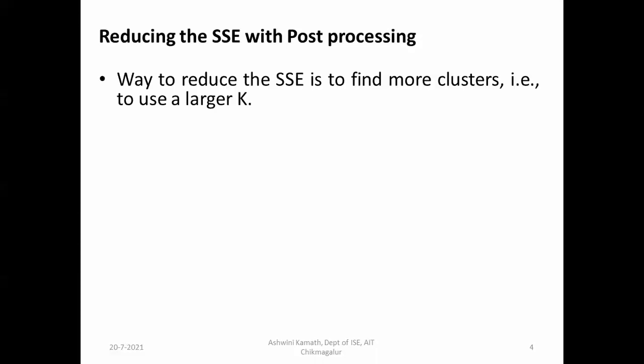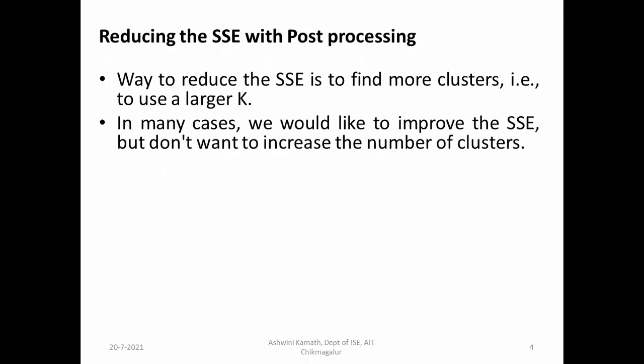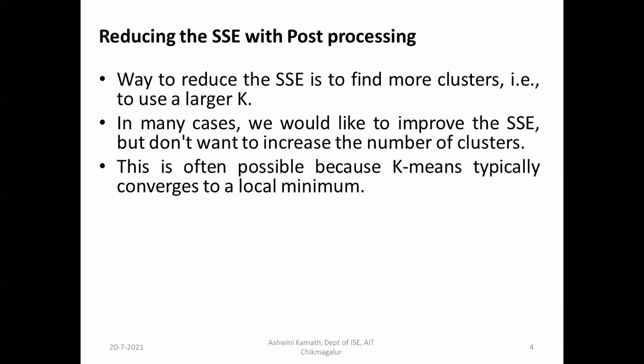Next issue is reducing the SSE with post-processing. One way to reduce the SSE is to find more clusters, that is, to use a larger K. If you increase the number of clusters, for example, creating 6 clusters instead of 3, the sum of squared error is reduced. In many cases, we would like to improve the SSE but don't want to increase the number of clusters.